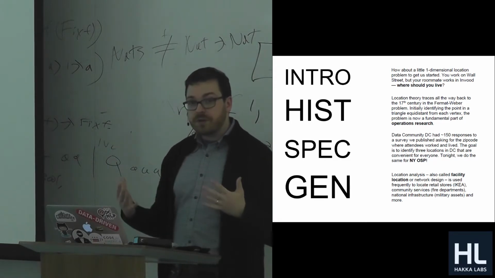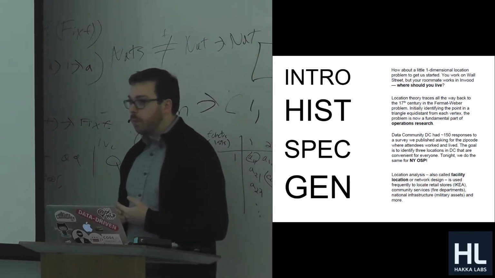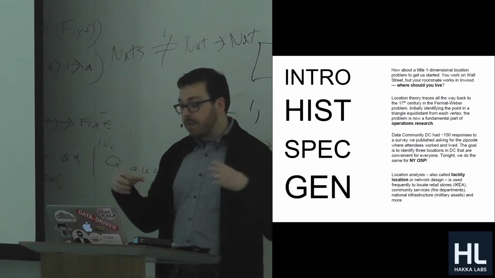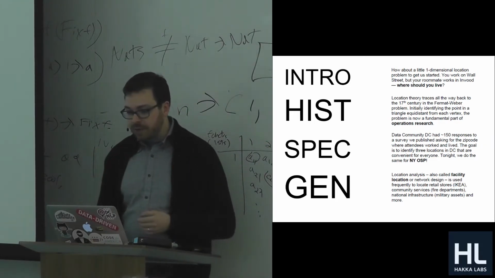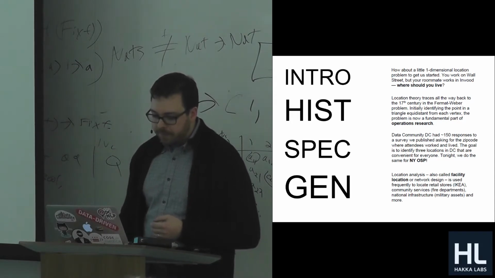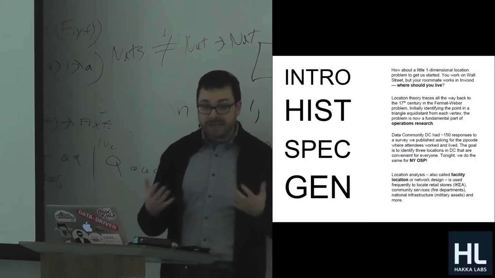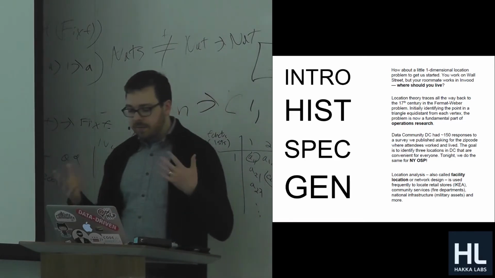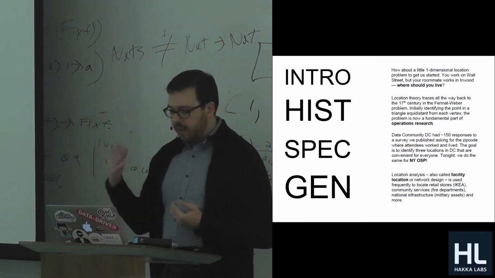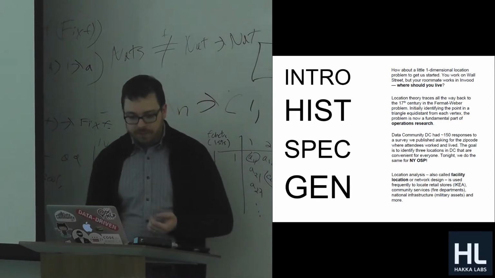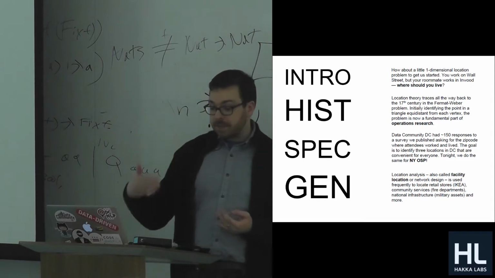I'm going to give a quick introduction to the problem, looking at this issue of where should things be on a map. It's going to be a very simple location problem, and we'll walk through that. I'm going to give some history of where this problem originally came from and what some of the variations are. And again, this is a really fundamental operations research application. Thirdly, I'm going to give you some specifics.